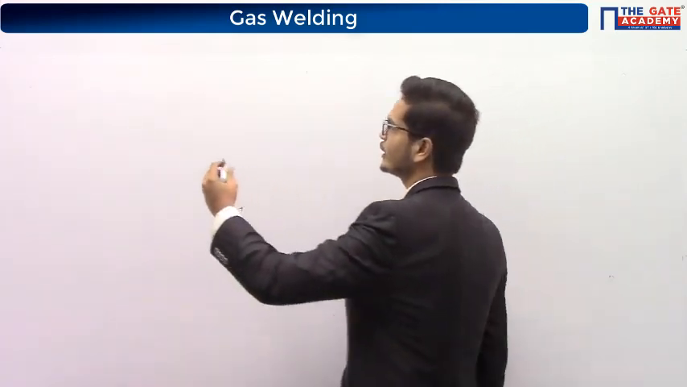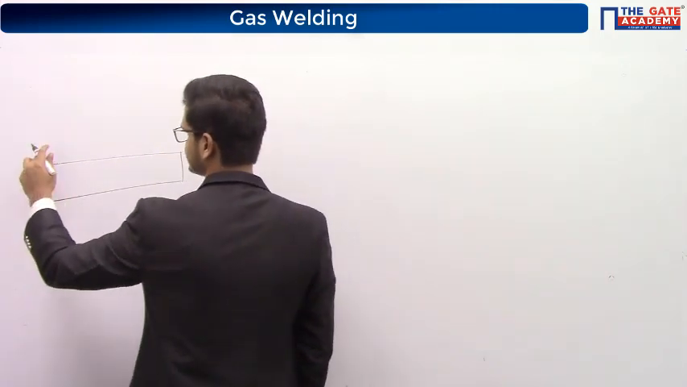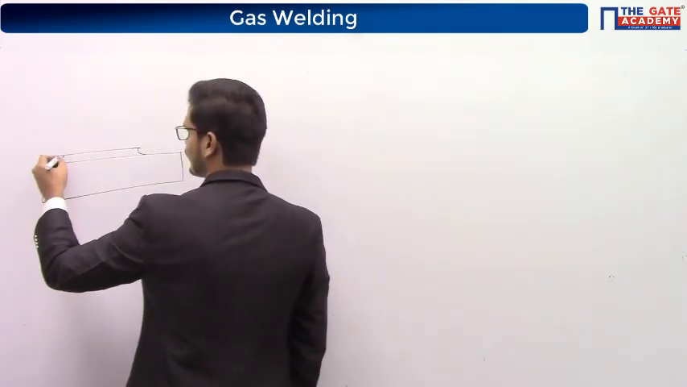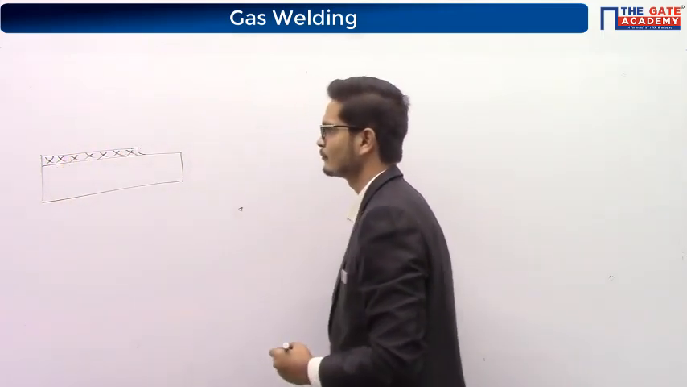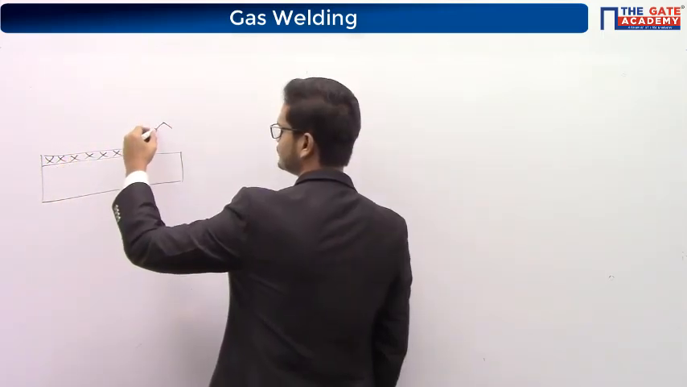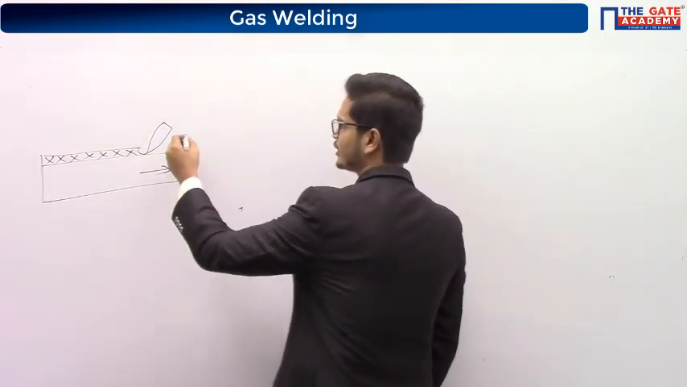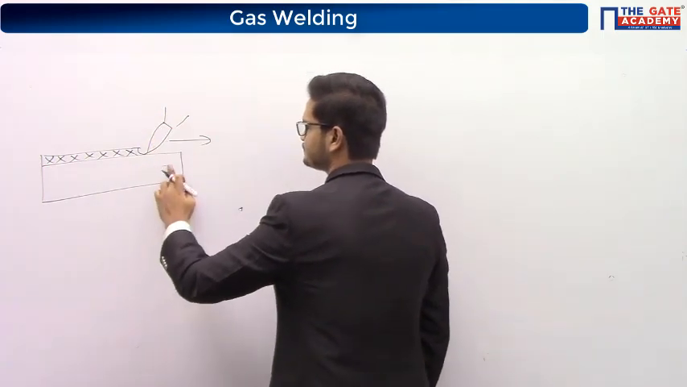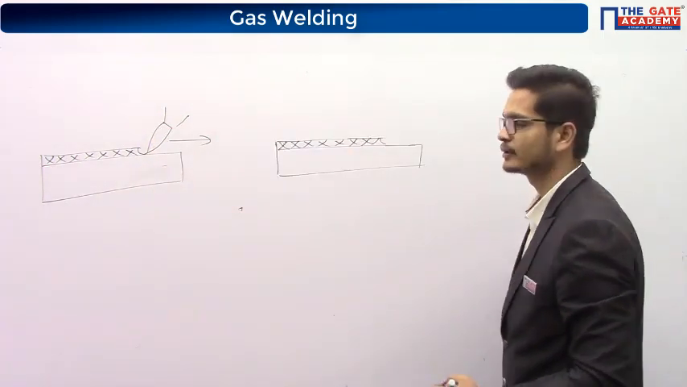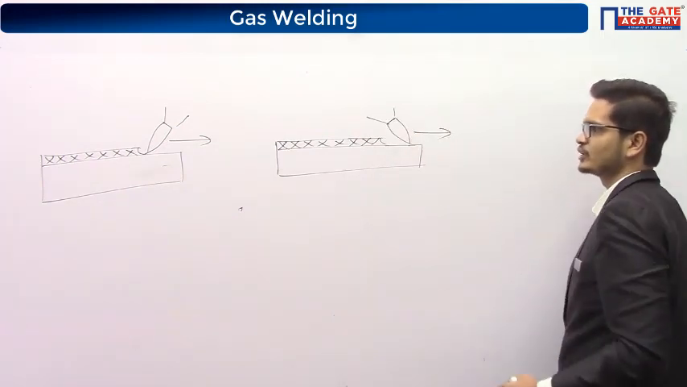Let us say this is the plate we are welding, and this much portion we have already welded. Here is the flame. The flame is moving in this direction. I'll make the arrow here. This is the already welded portion, and this is the flame. This time also the flame is moving in this direction.